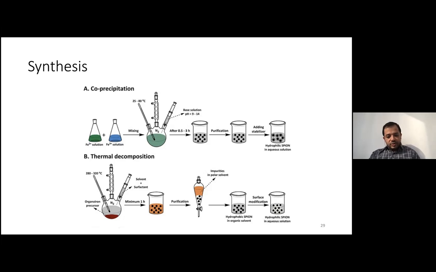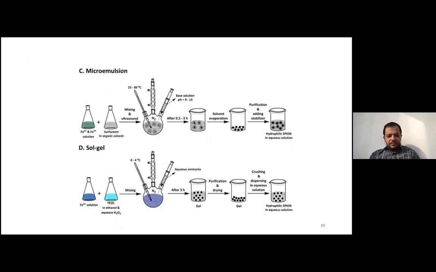With thermal decomposition, basically you use a precursor and a solvent. The microemulsion is another technique, and sol-gel is also another technique that is used to synthesize iron oxide nanoparticles. I won't discuss them now in detail, but you can definitely look to the available literature online to learn more about how they are synthesized.